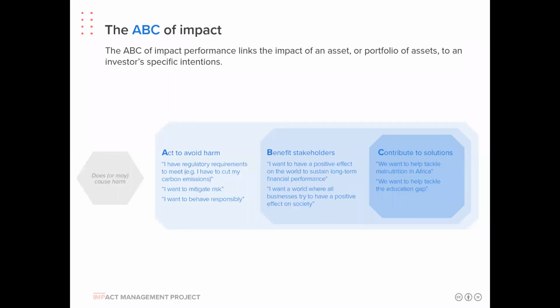Moving to the right, organizations that have some kind of a social mission, you could say their goal is to benefit stakeholders. So they may not be seeking to move the needle on poverty, but they do want their products and services to have a positive impact on consumers, on employees, on the environment, and so forth. And finally, contribute to solutions. These are organizations and investments that are really geared towards tackling global challenges like malnutrition, poverty, inequality of access to education. Next slide, please.